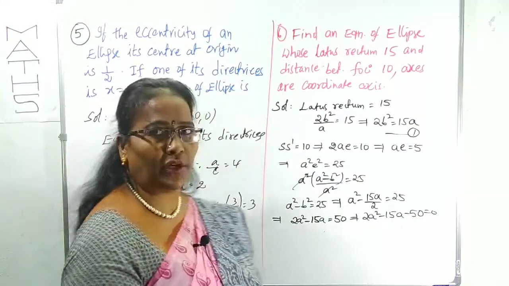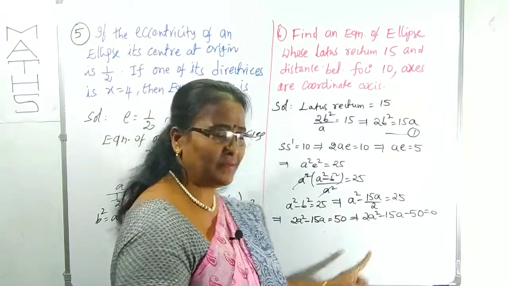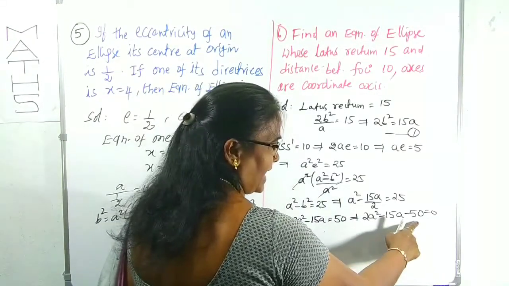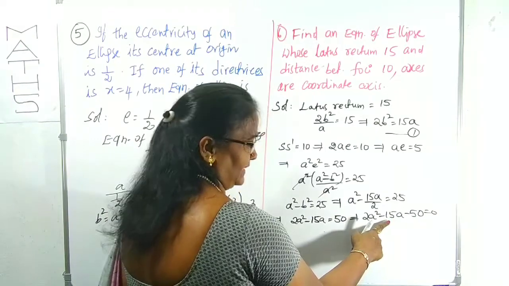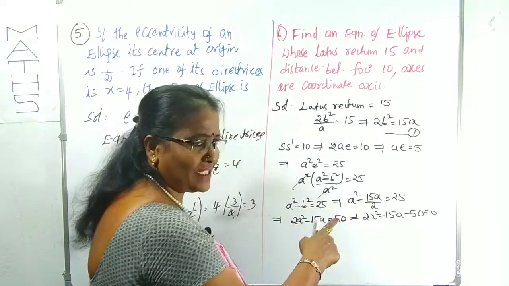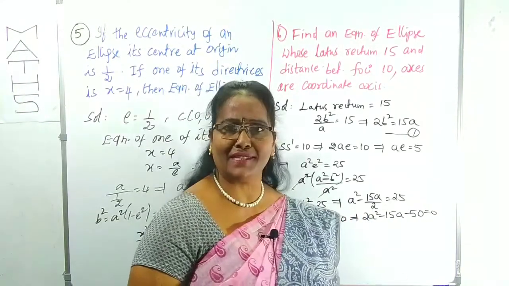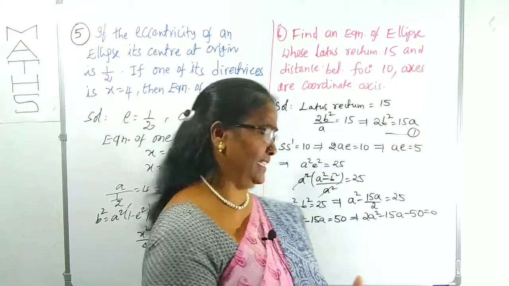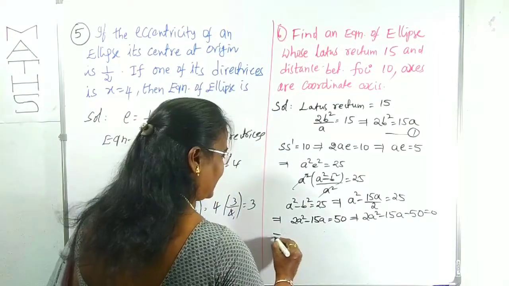Right? This is clearly a quadratic equation. We can find out the factors. You know 2 into 50 is 100. In the middle what is there? 15. 15 we can write as 25 minus... 20 into 5 is 100, 20 minus 5 is 15. That's why we can split the factors like this.